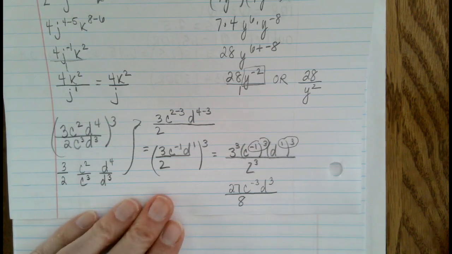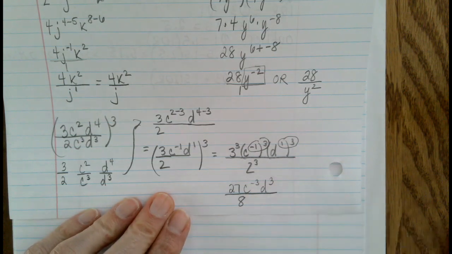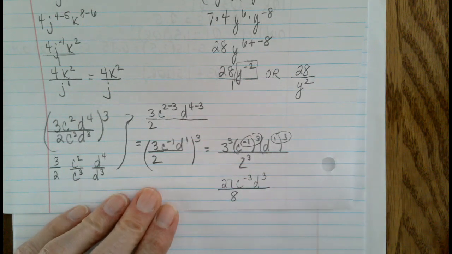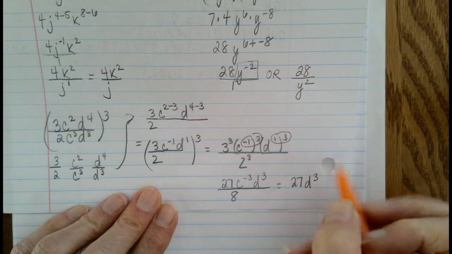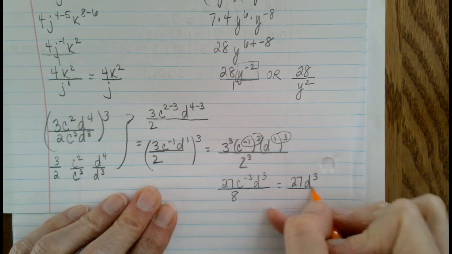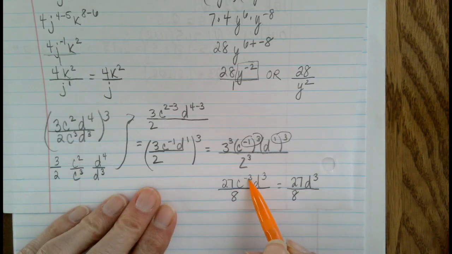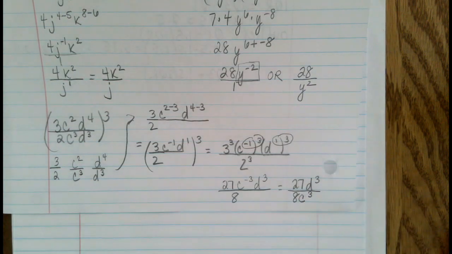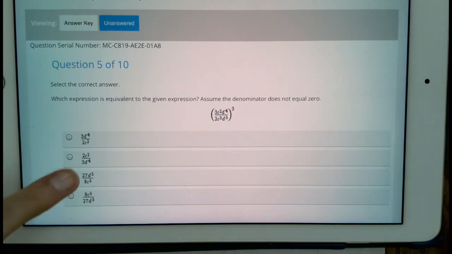But we need to deal with one more part, and that is the fact that we have c to the negative 3rd. Well, we don't like negative exponents, so we're going to flip only the c. That means the 27 is not going to move, the d cubed is not going to move, and in fact the 8 isn't going to move either, but we are going to take the c to the negative 3, flip it, and change the sign on the exponent. So if we go back to our problem here, 27d cubed over 8c cubed.